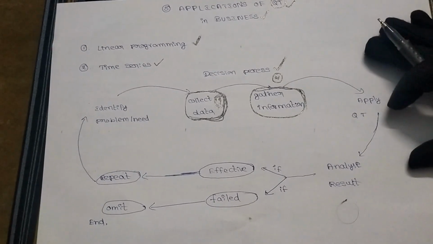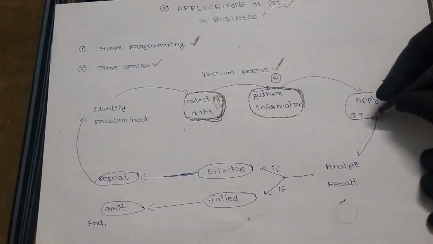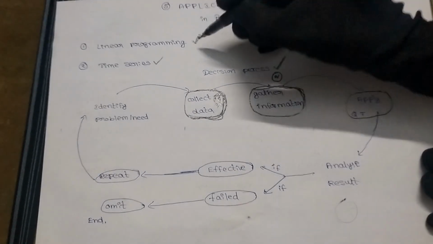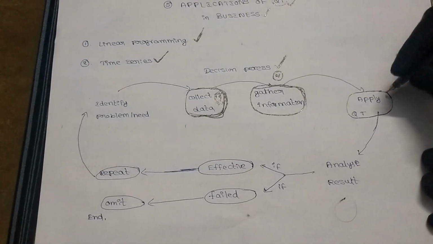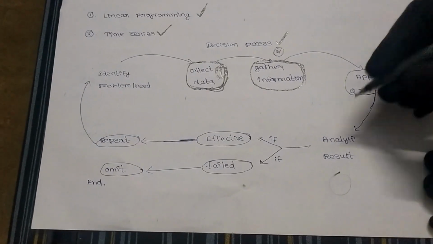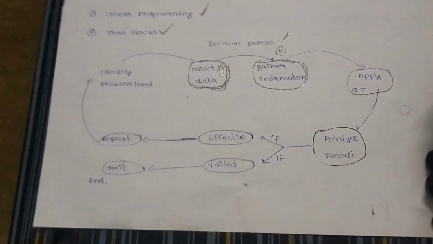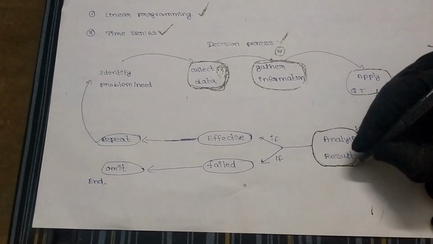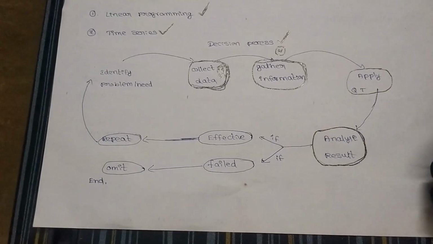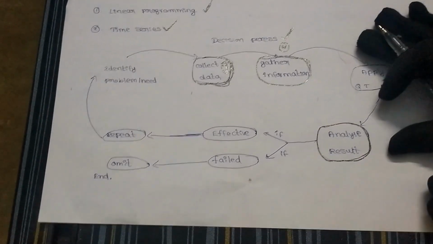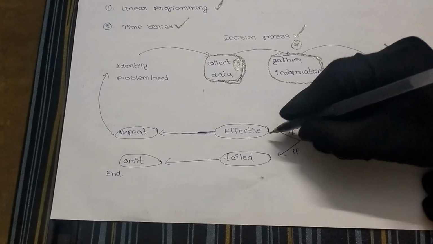After planning the information, what do you do? You will apply the theories of QT. That means either linear programming or else the time series methods you will be applying here. After applying, you will be analyzing the result. That means after application, you will study whether this application of technique is useful or not, right? And after the analysis, you will come to know whether this is effective or failed.